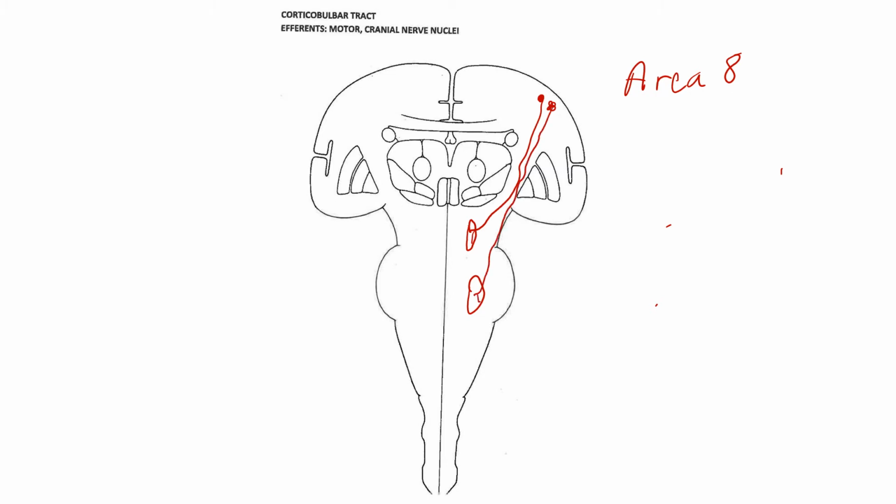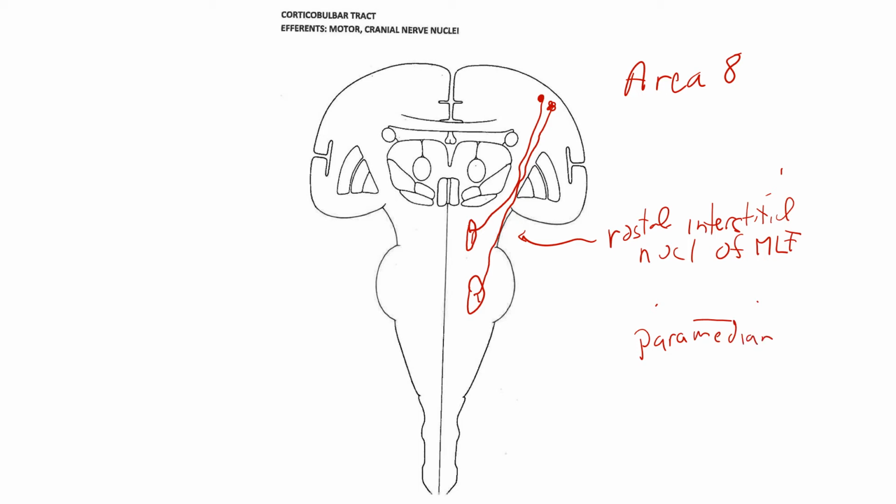The one on top is the rostral interstitial nucleus of the medial longitudinal fasciculus. The lower one is going to be the paramedian pontine reticular formation.